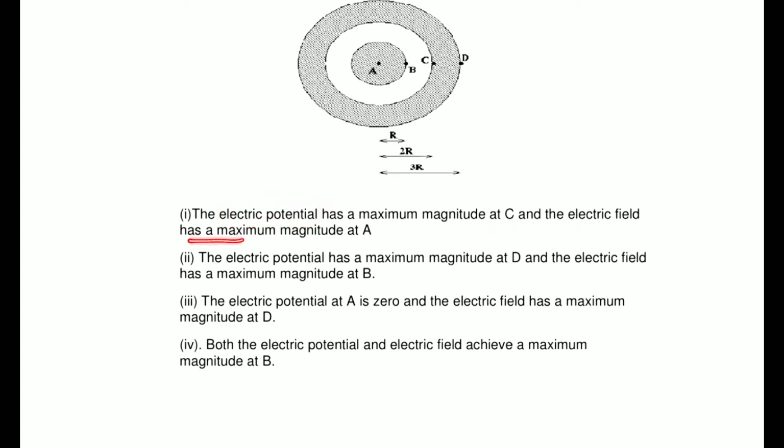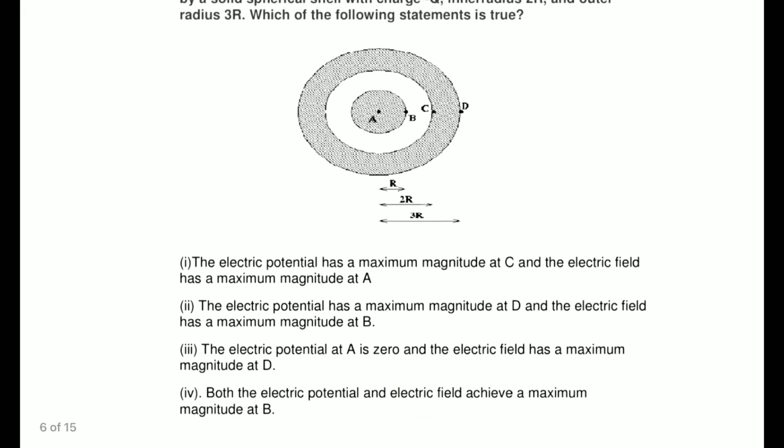An electric field has a maximum magnitude at A. So basically we are talking about electric potential and electric field. All the options are talking about this only: electric potential and electric field.